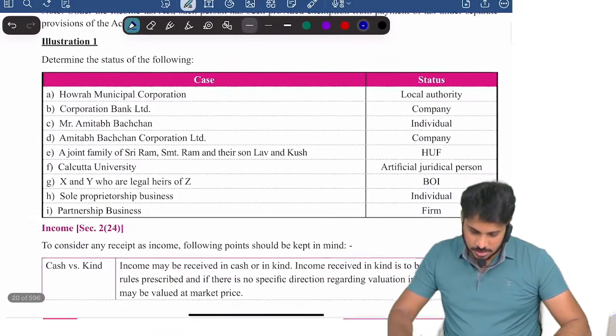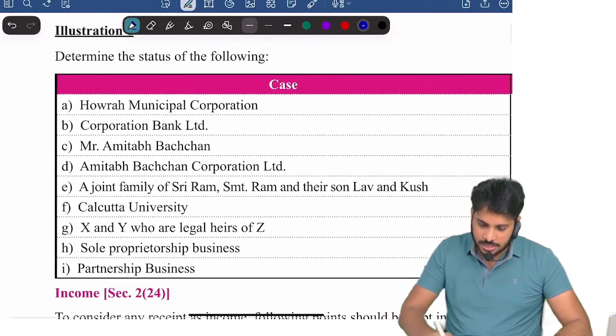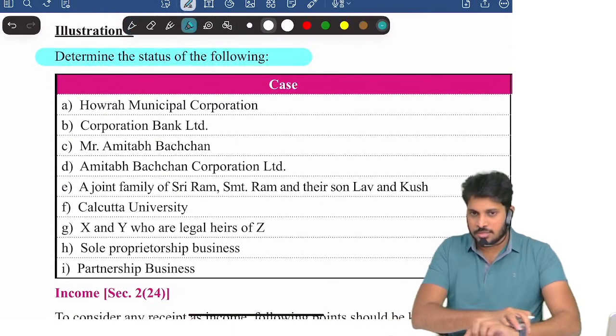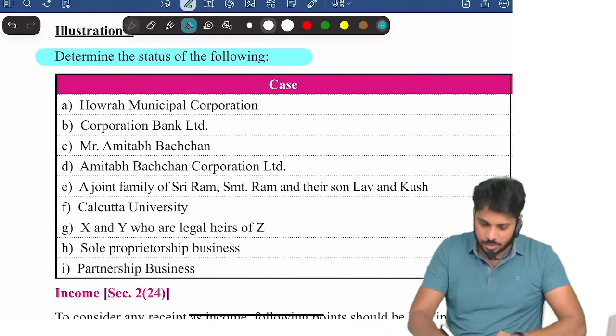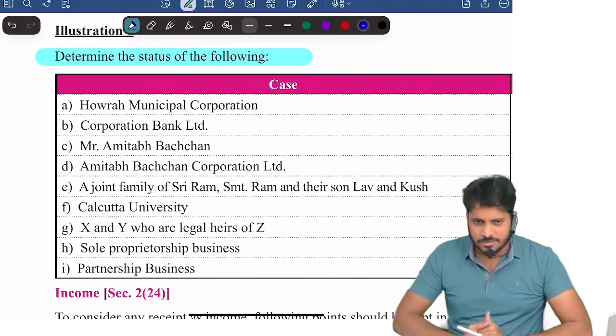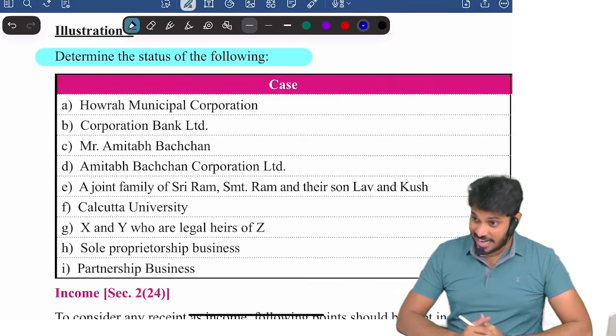We'll see. Yes, illustration number 1. Determine status of the following. Status means nothing but who are they. Okay, you know, the person definition you might have seen, right? Person includes 7 categories of persons like that.